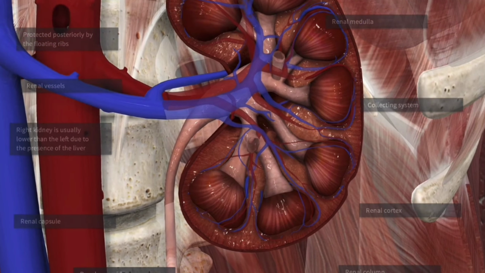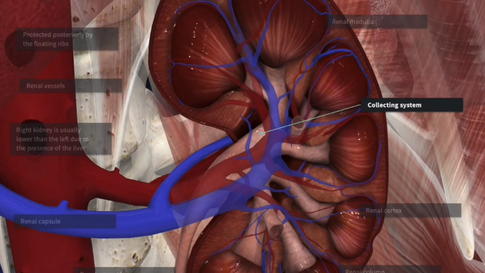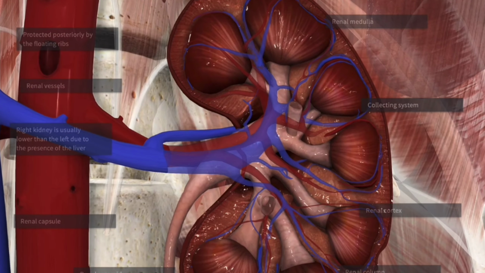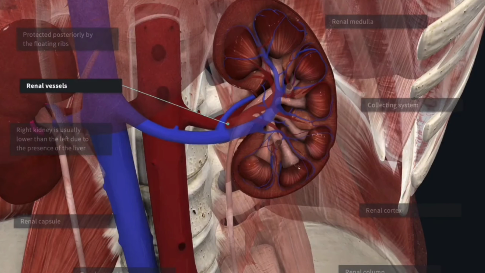At the tip of each of these pyramids, we're going to see the beginnings of the collecting system of the kidney. Now, the collecting system is where the filtrated urine and the waste products are going to be put to then drain out of the kidney. And we can see that the collecting system is going to be still located within the kidney itself. And this is going to be within a fat-filled pocket known as the renal sinus. And within the renal sinus, we're also going to have the branches of the renal vessels.